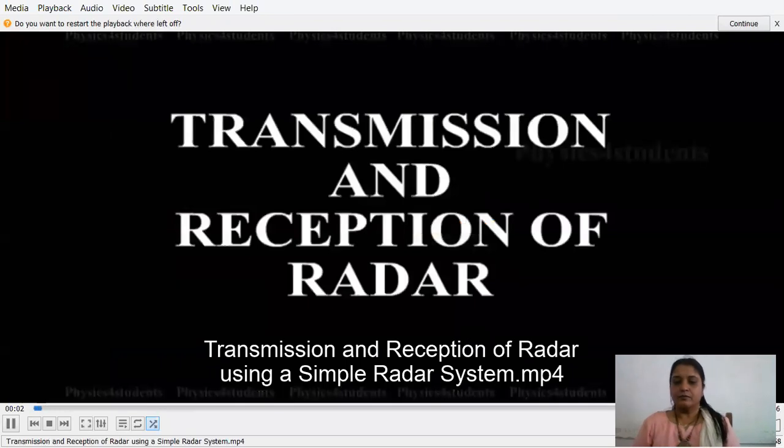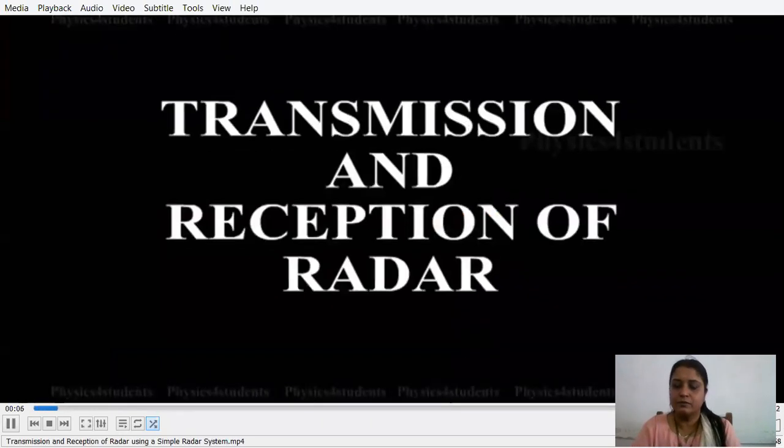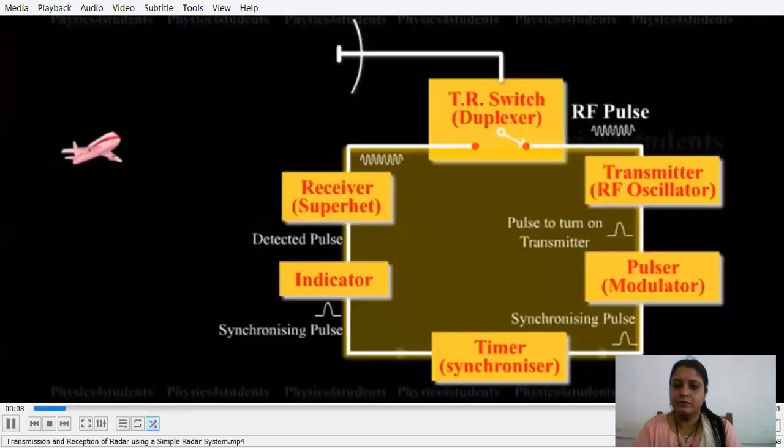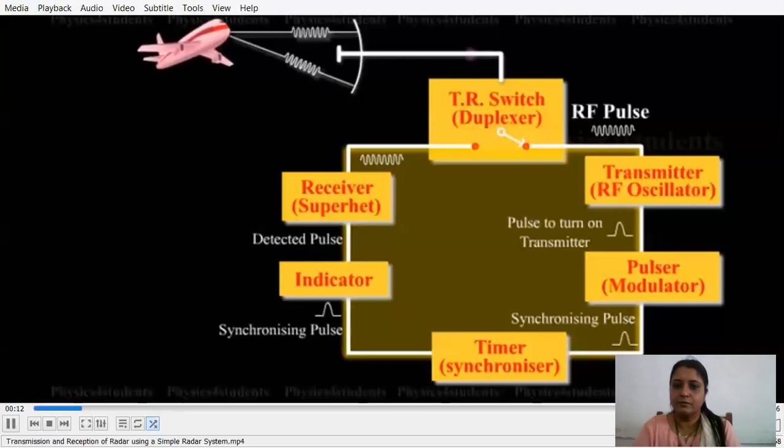Now we need to know how a transmission and reception takes place in a radar. The block diagram of a simple radar system is shown. This block diagram indicates that the radar system consists of both the transmitting and receiving system. The transmitting system consists of a transmitter and a pulsar. The receiving system consists of a receiver and an indicator.